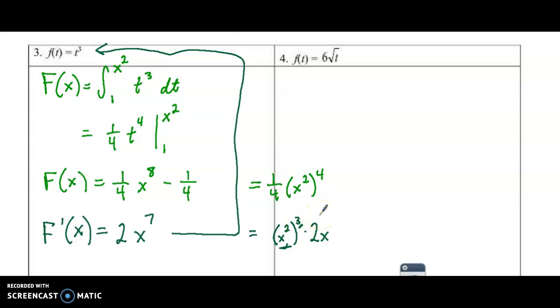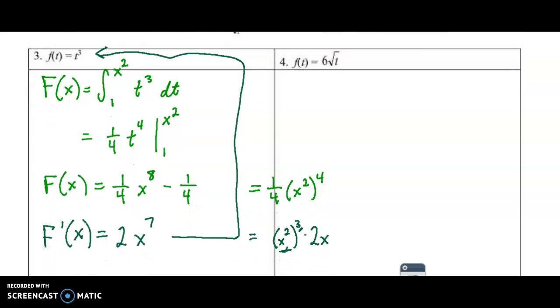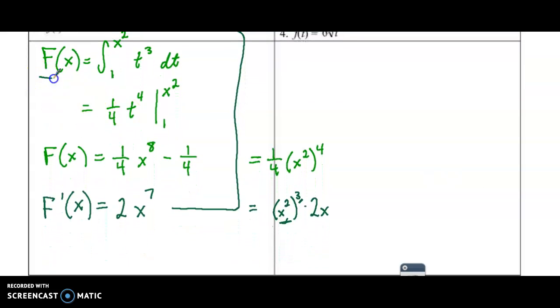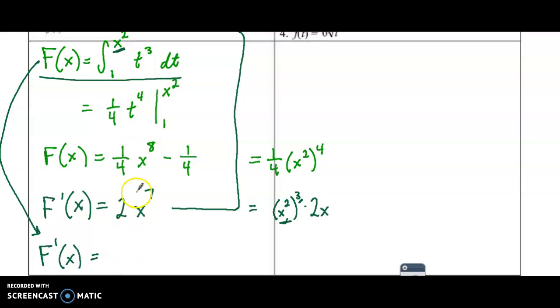So I kind of want to just tell you what the rule is. So if I went back to this problem, and I asked you for the derivative of F of x from all the way up here, the main premise is that you can replace x squared in for t, x squared in for t cubed. But because this is a function in and of itself, we have to do the chain rule.